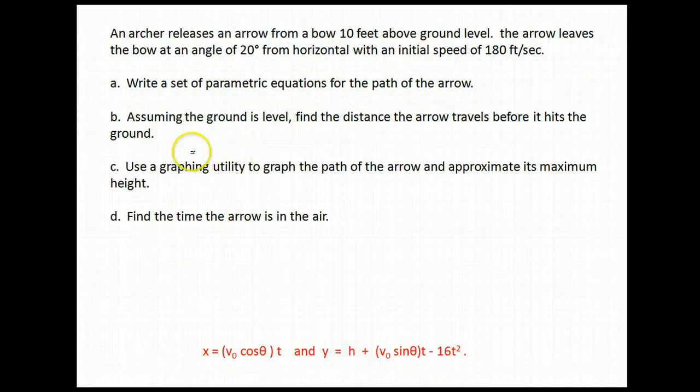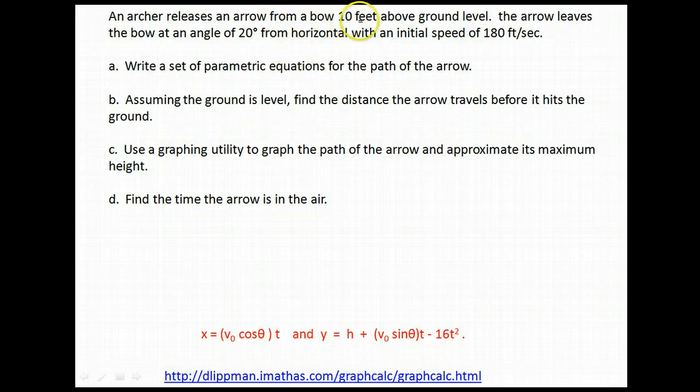This one's going to be a little bit different. This time we're talking about an archer who is releasing an arrow from a bow 10 feet above the ground. So notice this is not being launched from ground level. The arrow leaves the bow at a 20-degree angle from the horizontal, and its initial speed is 180 feet per second. Part A wants us to write a set of parametric equations for the path of the arrow.